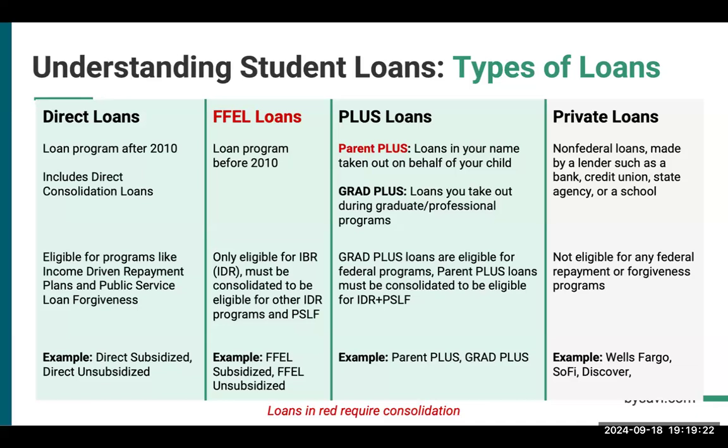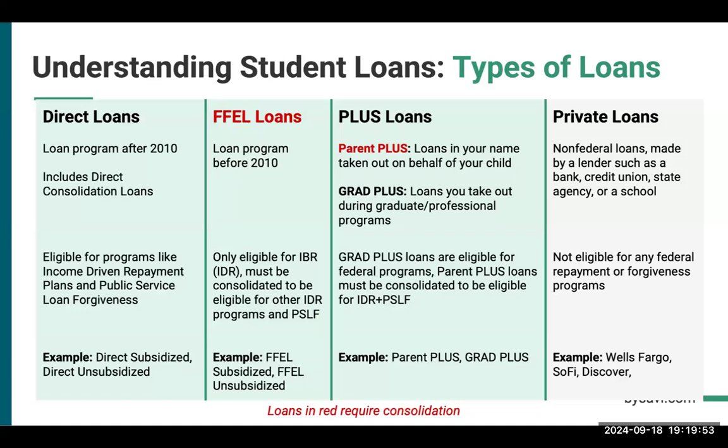It is in that parent's name. It cannot be transferred or moved to the child's name at any point in time, all right? So it is essentially that parent's debt. Now, these Parent PLUS loans, just like the FFELP loans I just talked about, require consolidation in order to be eligible for programs like public service loan forgiveness or even income-driven repayment. So if you have a Parent PLUS loan and you're interested in those programs, you will need to consolidate that loan in order to make it eligible.